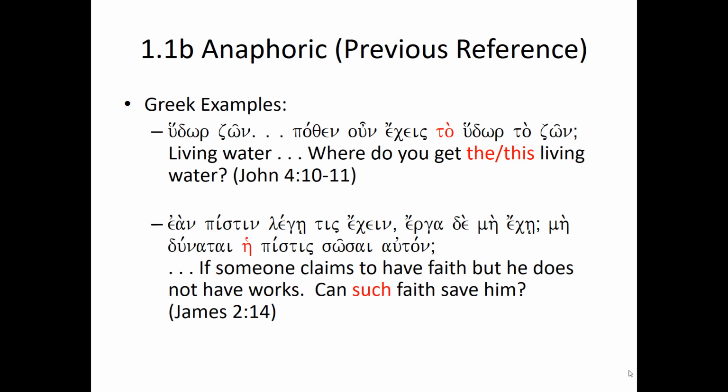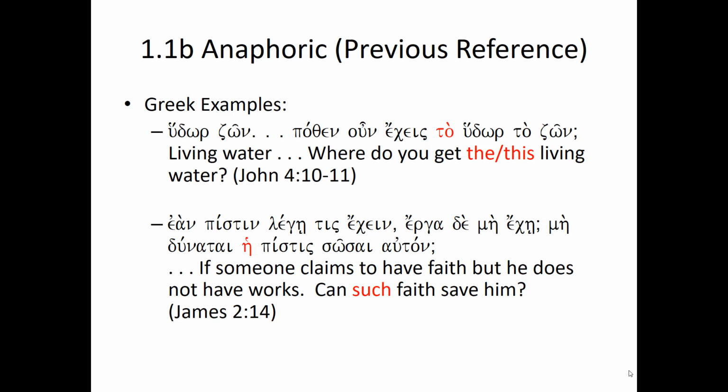Now, a particularly important example in James 2:14, kind of picking it up mid-sentence. The previous part says, what good is it, my brothers? And then we have, if someone claims to have faith, "eon piston, lege tis ekein." If anyone says, lege, ekein, to have piston, if someone claims to have faith, "erga de me eke," but works he does not have. So what good is it? What good is that?